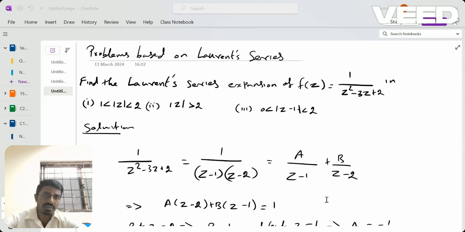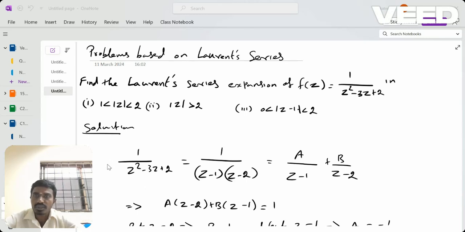So we are going to use the binomial expansion of 1 minus x whole power minus 1, which is nothing but 1 plus x plus x square plus so on, which is valid for mod x less than 1. Now consider the first region. First region is 1 less than mod z less than 2. If you consider the first inequality, that is 1 less than mod z, which implies 1 by mod z is less than 1. Similarly, if you consider the second inequality, that is mod z less than 2, you bring this 2 to the other side, then you get modulus of z by 2 is less than 1.